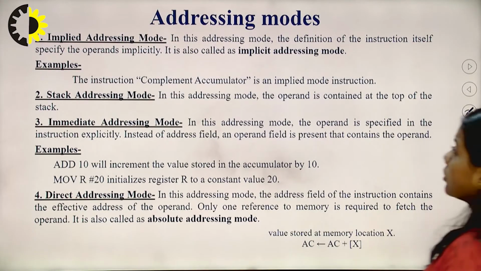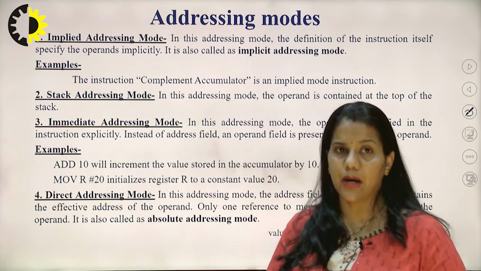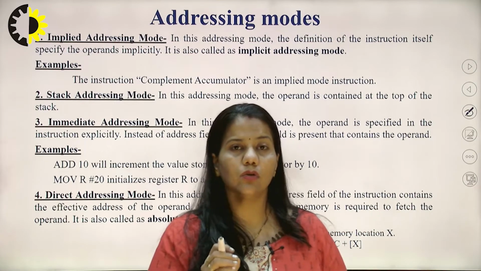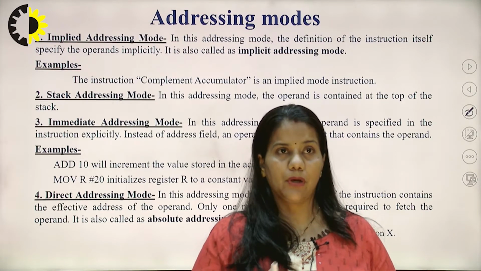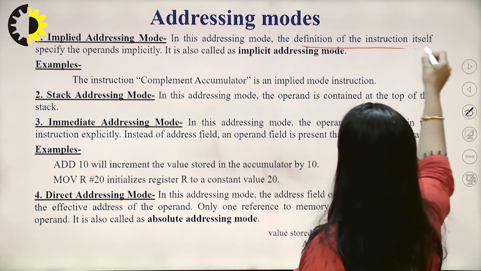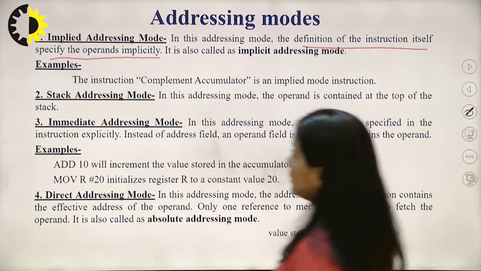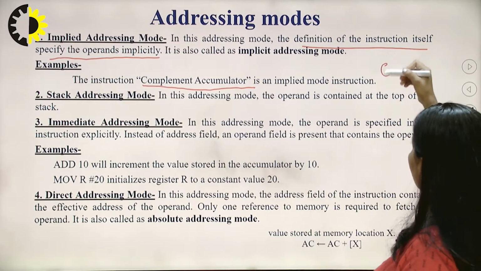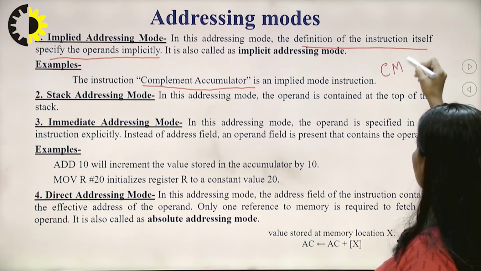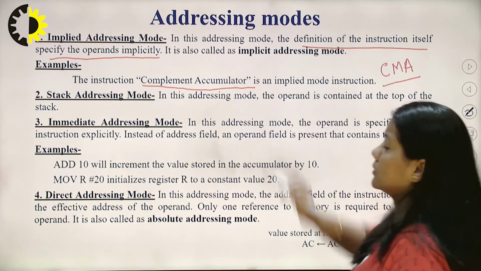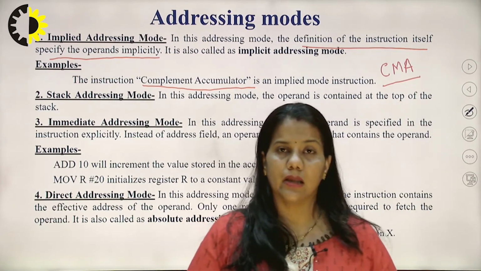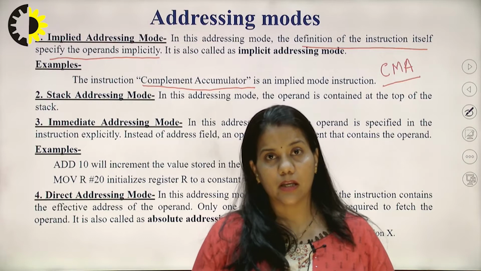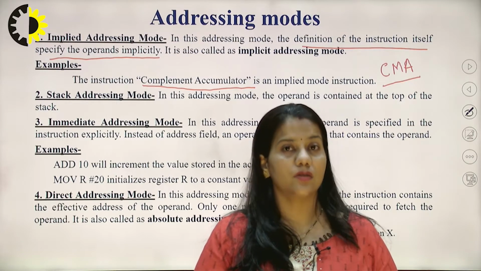So first of all, let's talk about the very basic addressing mode, that is implied addressing mode, or we can call it implicit addressing mode. In this addressing mode, there is no need of specifying the operands. That is, the definition of the instruction itself specifies the operands implicitly. For example, complement accumulator. In various microprocessors, the instruction for this operation is CMA. So CMA is not carrying any operand. It is only the opcode in this case. So we are not explicitly specifying any operand in this case.